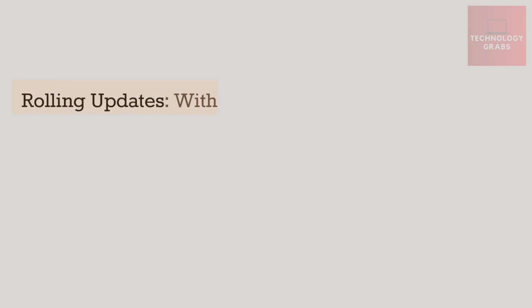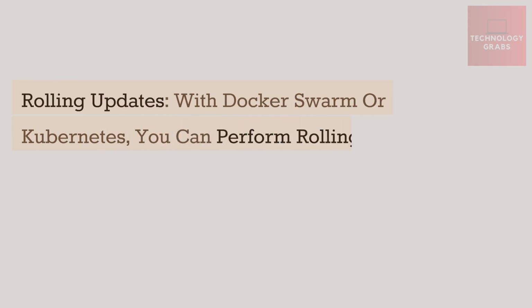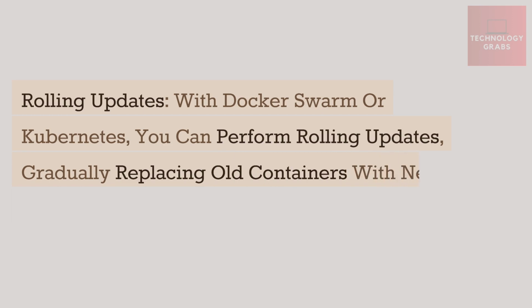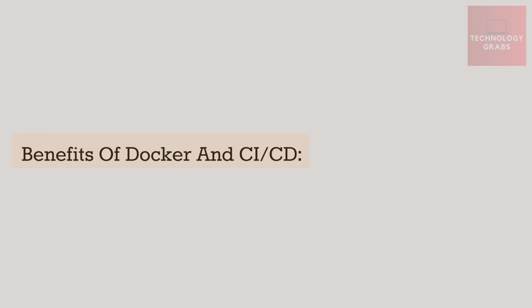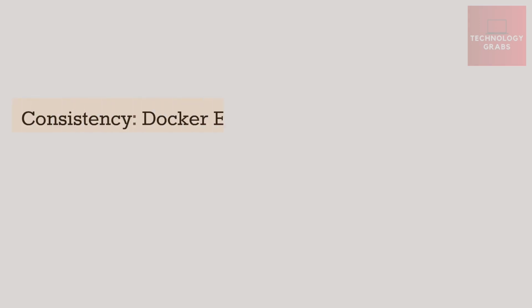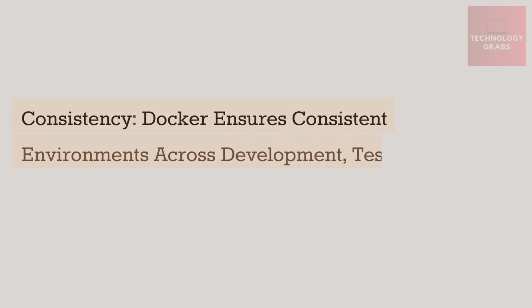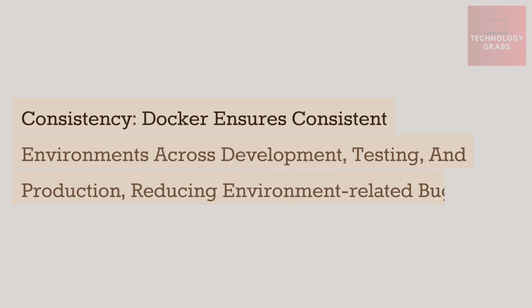Rolling updates. With Docker Swarm or Kubernetes, you can perform rolling updates, gradually replacing old containers with new ones. This minimizes downtime and service disruption. Benefits of Docker and CI/CD. Consistency. Docker ensures consistent environments across development, testing, and production, reducing environment-related bugs.